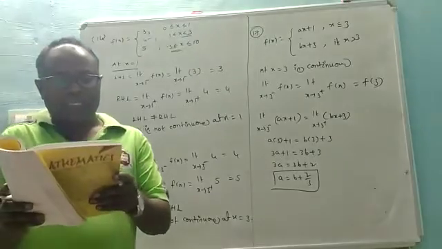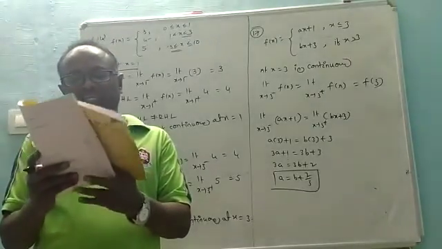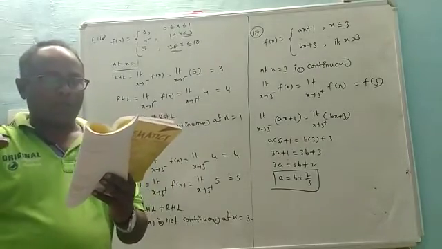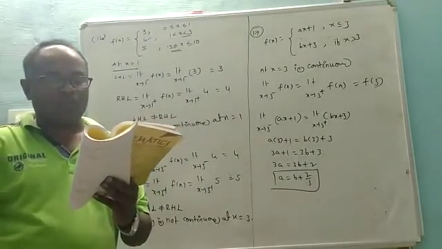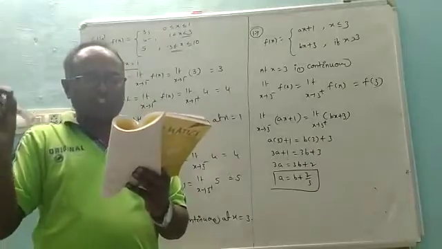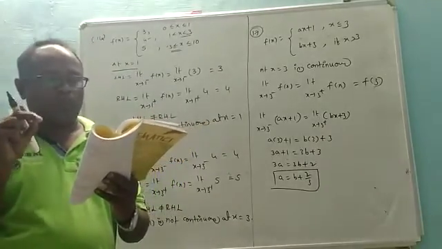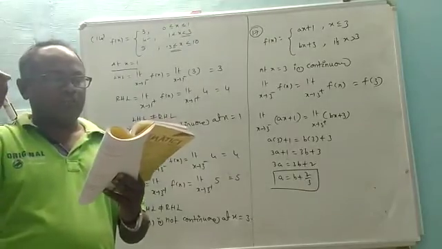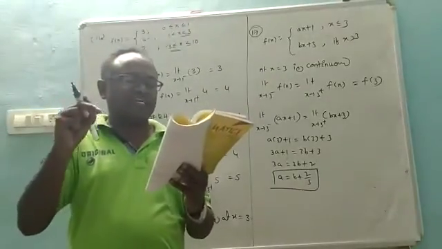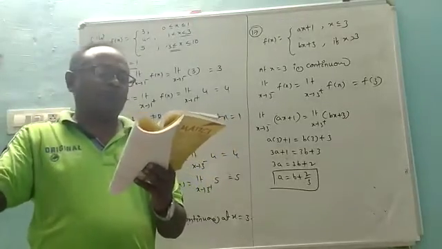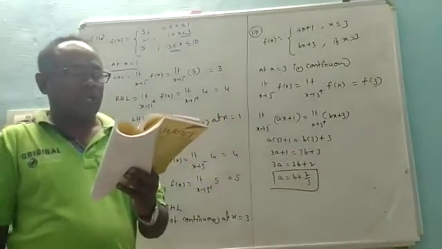Next, 20th: f of x is equal to x square minus sin x plus 5, is it continuous at x equal to pi? Substitute pi: pi square minus sin pi plus 5. Sin pi is 0, so pi square plus 5. Next, limit x tends to pi f of x is equal to limit x tends to pi of x square minus sin x plus 5. Substitute both values and simplify, it is continuous.